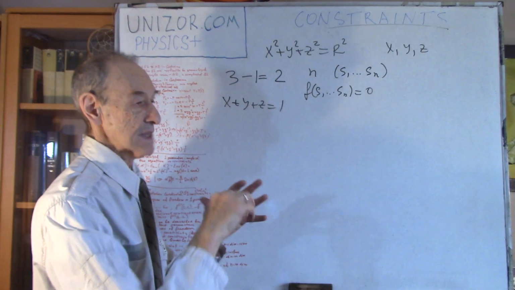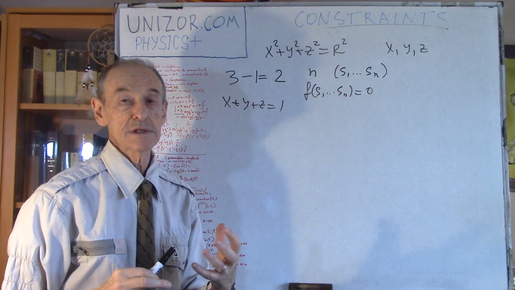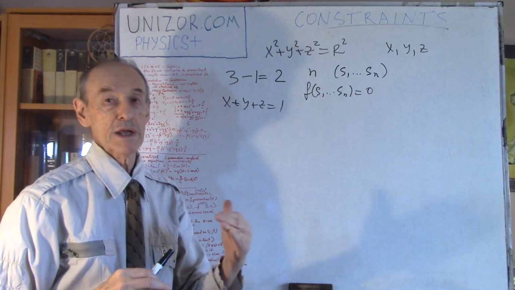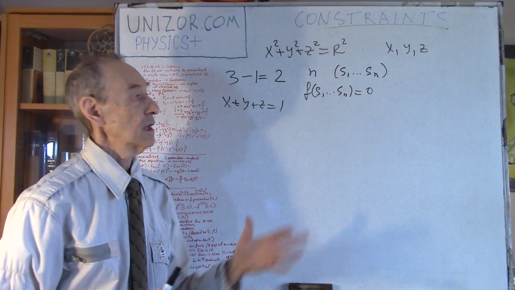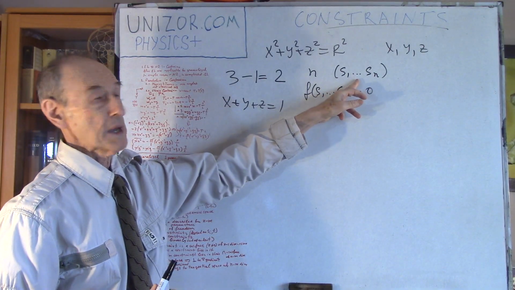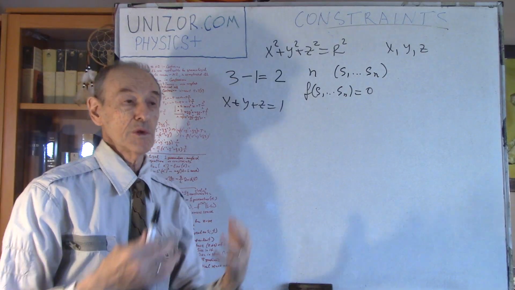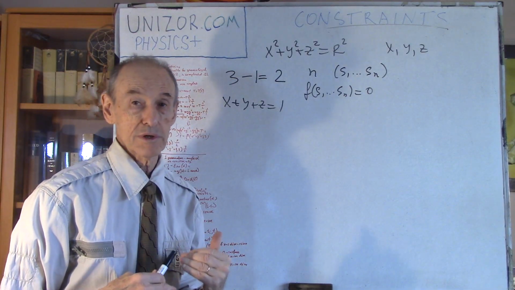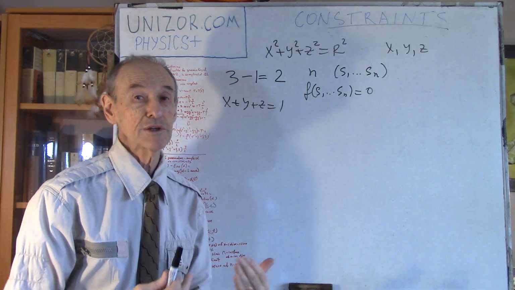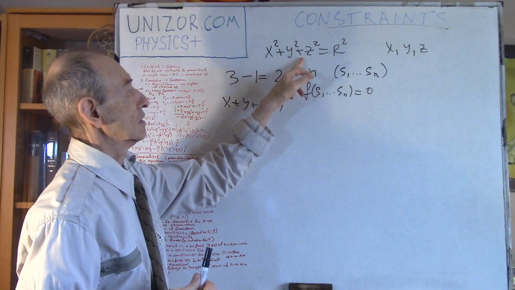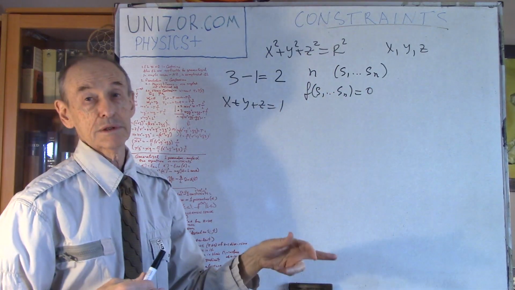So in any case, any equation like this defines one dimension less of a surface. So instead of n-dimensional space, we have some kind of a surface, and on this surface we can use n-1 parameters. So the degrees of freedom, so to speak, in this particular case is 2. In this particular case it is n-1.